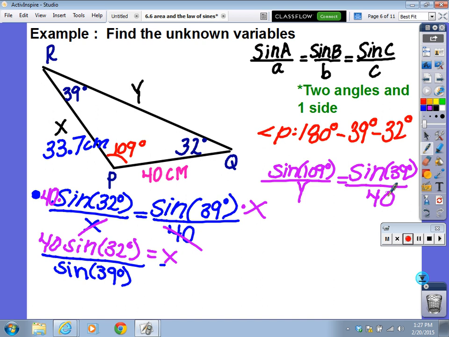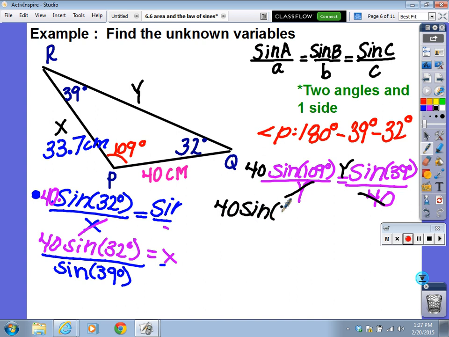Alright, so now we're going to multiply. We're going to cross multiply. So I need to give myself some room. I hate how little room there is on here. So we're going to cross multiply. Multiply both sides by 40, divide that over here. Multiply both sides by y, it divides that over here. So I have 40 sine of 109 is equal to y sine of 39 degrees.